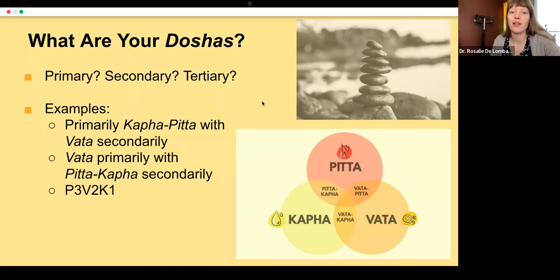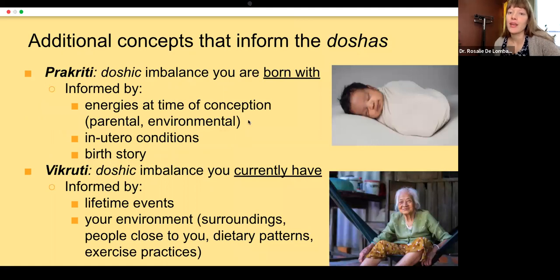So moving right along here. Additional concepts that inform the doshas. And you're going to be so well versed in these Sanskrit terms very soon. Prakriti is a really important concept. It's the doshic balance you are born with, okay? As compared to Vikruti, which is the doshic imbalance you currently have in this body at this time.